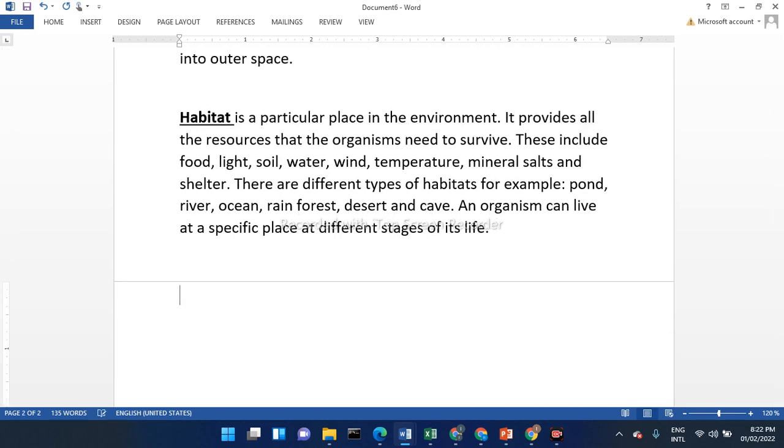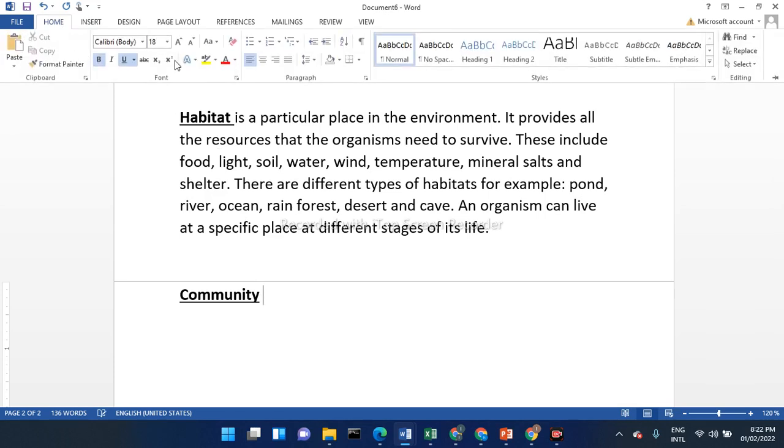Another key word that we need to know is community. What is a community? A group of more than one species that live in the same area. I like that. Same species. Very important when you talk about community.